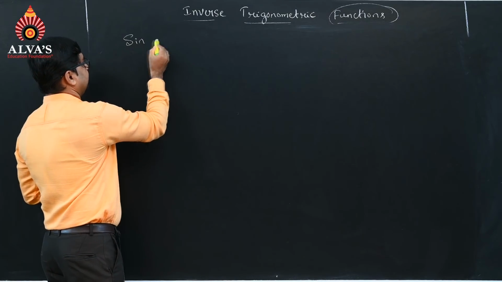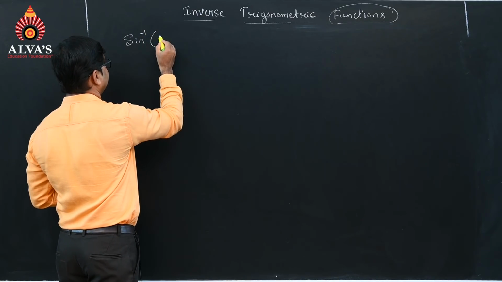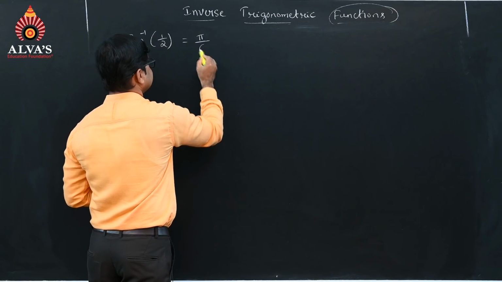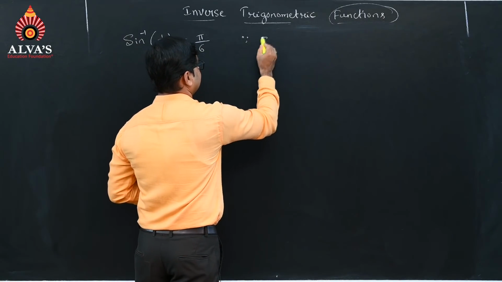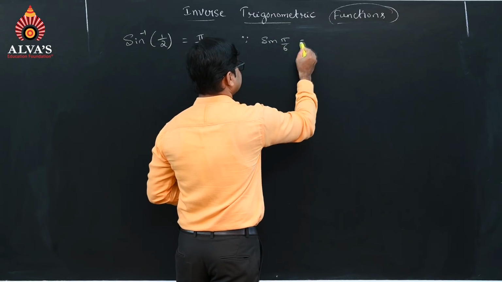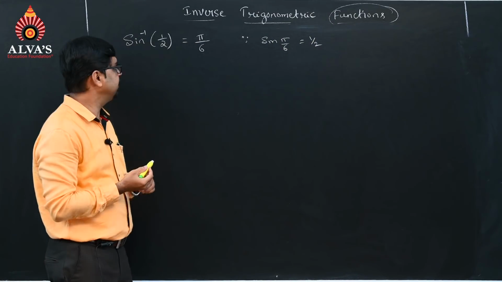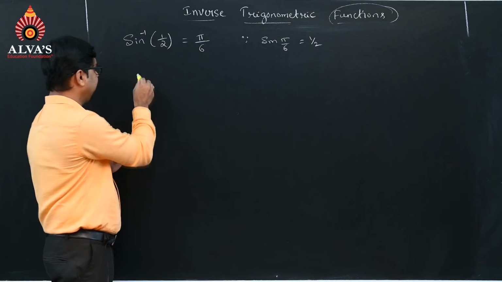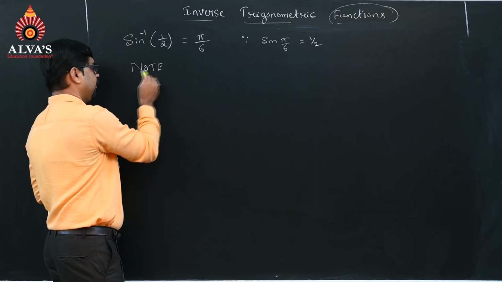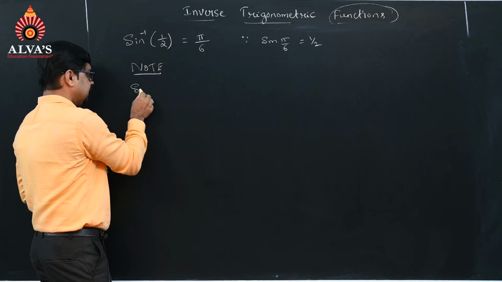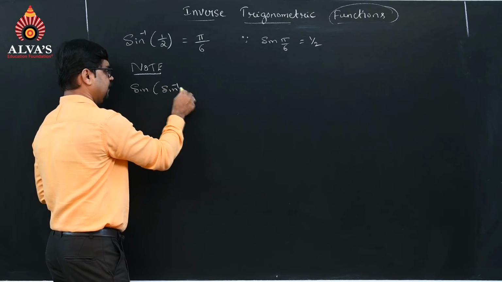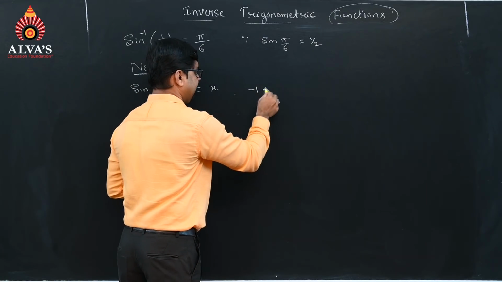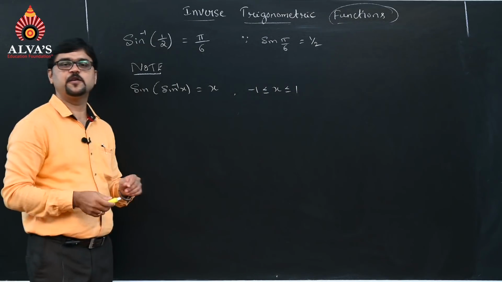Sine inverse of 1 by 2 is pi by 6, because sine pi by 6 value is 1 by 2. In such a way we have to find the values of inverse sine function. And here we will take one note: sine of sine inverse of x equals x. This holds only for x value lying between minus 1 to plus 1.